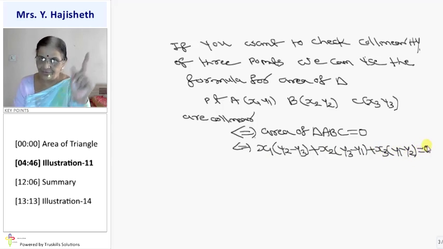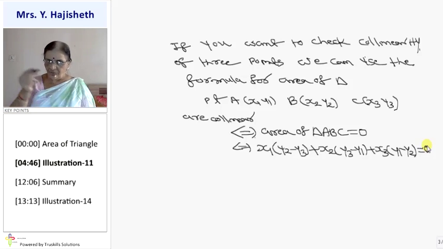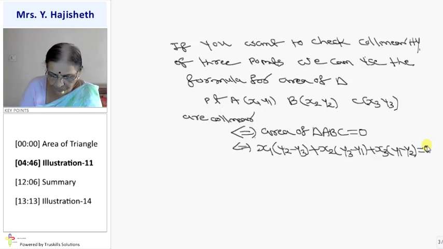Or you can use that technique. You write down x1, x2, x3, x1 on one column, y1, y2, y3 and y1 on second column. Take 3 diagonal products with positive sign and 3 diagonal products with negative sign, and then equate it with 0. Okay, or check. If you are getting 0, then they are collinear. If that value is 0, then the points are collinear.